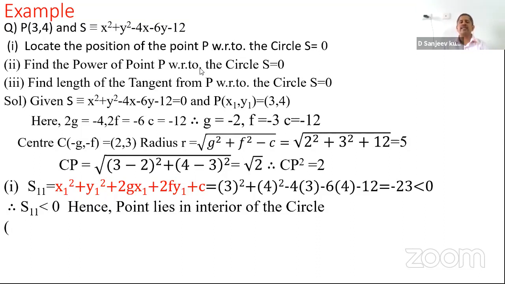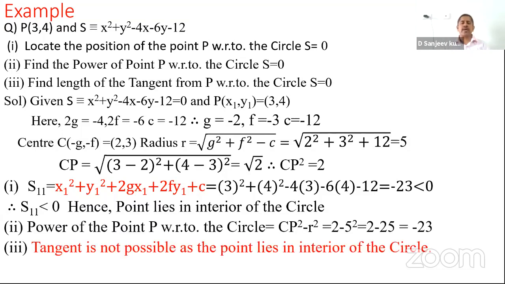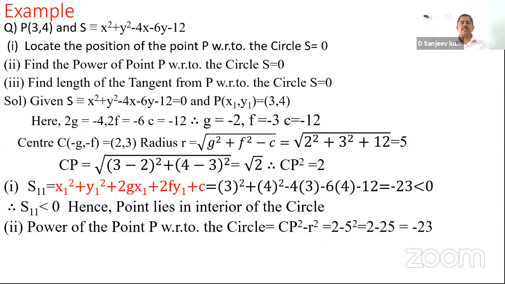Now we are going to discuss the power of the point. What is the power of the point? Basic definition: it is CP square minus r square. CP square is 2 and r square is 5 square, so it is 2 minus 25. 2 minus 25 is minus 23. So the power of the point with respect to the circle here is negative.